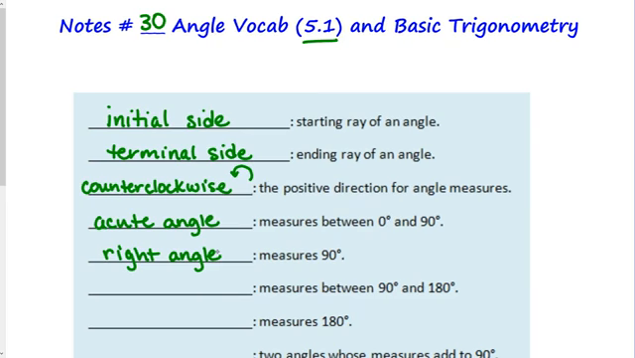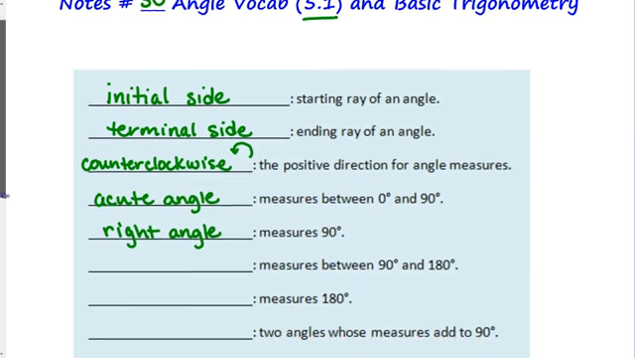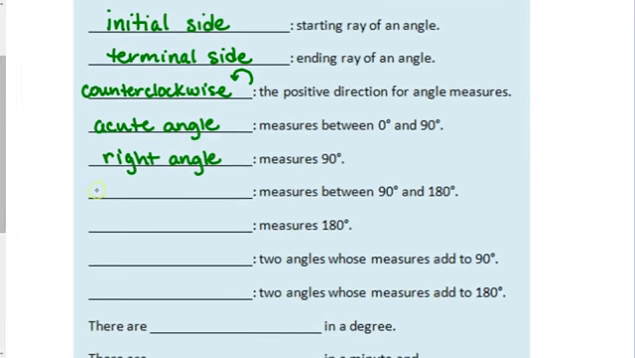And an angle that measures between 90 degrees and 180 degrees? Absolutely, that's an obtuse angle. You got it. You remembered those very well. And then if you have an angle that measures exactly 180 degrees, you call it a straight angle. You get a straight line.